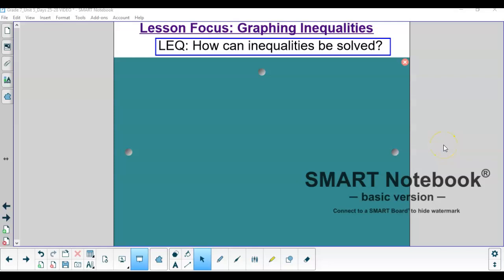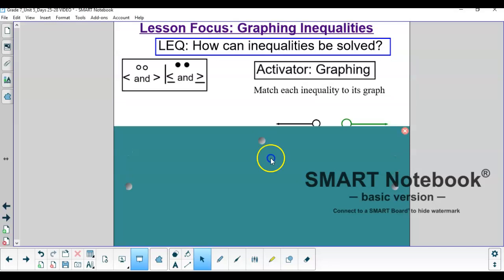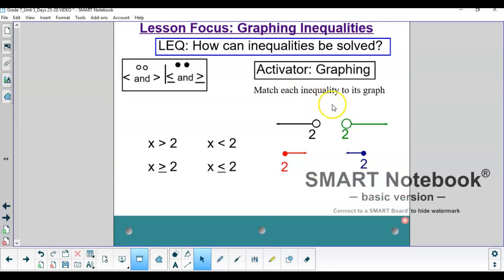What is up, everybody? Today's lesson focus is going to be on graphing inequalities. We'll obviously still touch on solving inequalities, because to be able to graph, we need to be able to solve. So just as a little activator here, I want you to match these four inequalities to these four graphs. Again, the notes that you should already have: open circles are for less than and greater than, closed circles for less than or equal to, and greater than or equal to. So pause the video at this time and see if you can match up your graphs.